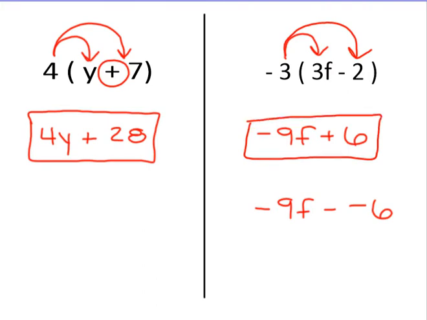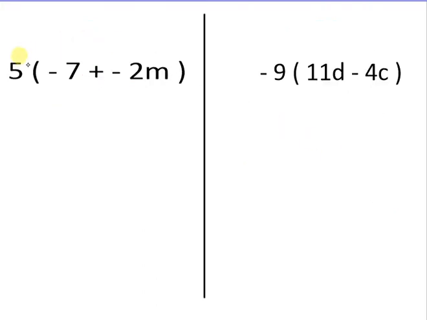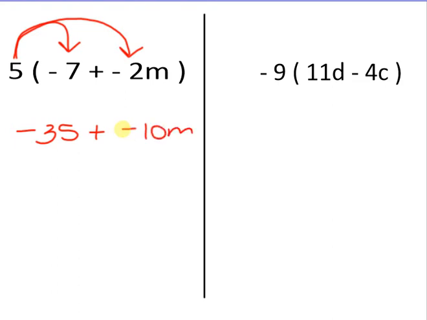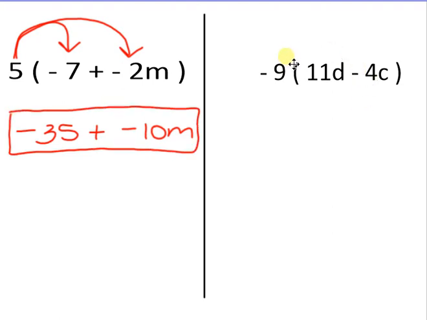All right, so here we have 5 times negative 7, which is negative 35, and then we have plus 5 times negative 2m, which is negative 10m. And I cannot go any further because one of them has an m in it, and I cannot combine them.